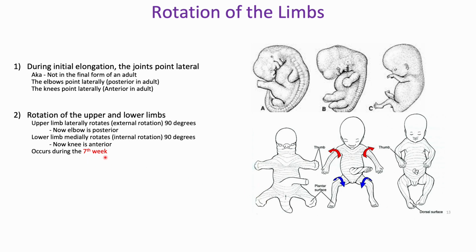So this is going to happen around the 7th week, and in the upper limbs, you're going to get lateral rotation or external rotation, and this is going to happen at 90 degrees, and it's going to take the elbow from pointing laterally to pointing posteriorly, which is the same structure that we see in the adult. And for the lower limbs, it's just in the opposite direction. Instead of rotating laterally, we're going to rotate medially, also known as internal rotation, and that's going to be at 90 degrees, so that way the knees point forwards. And this gives us the structures that we know in adult anatomy, with the elbow pointing posteriorly and the knee pointing anteriorly, and again happening at the 7th week.